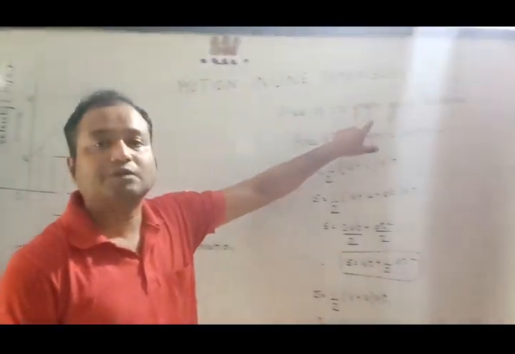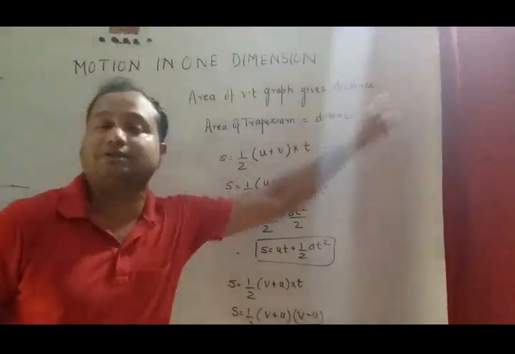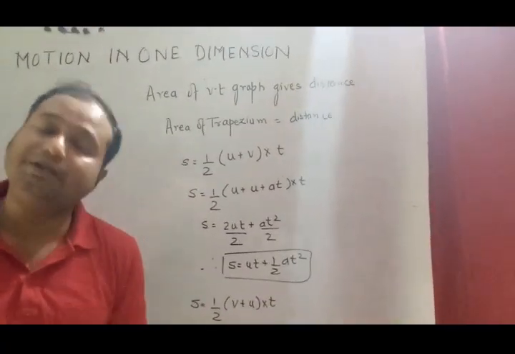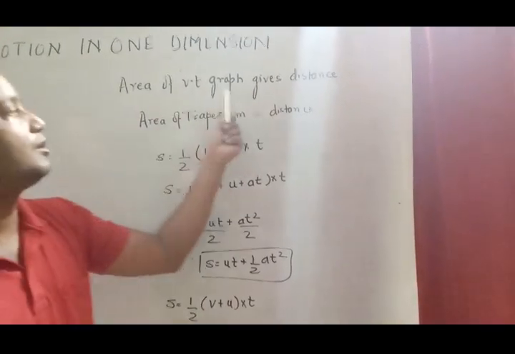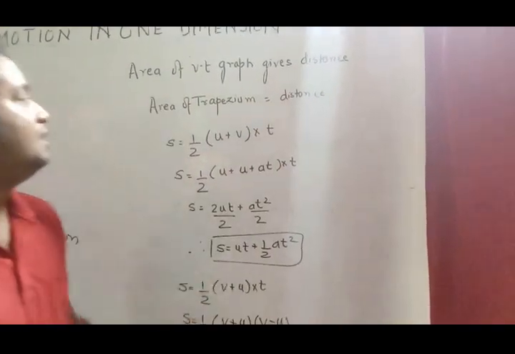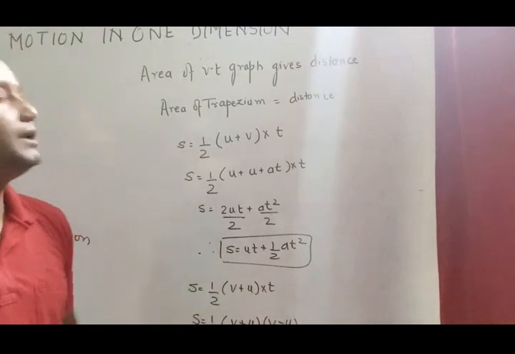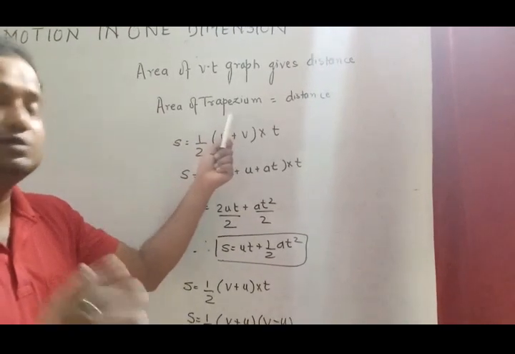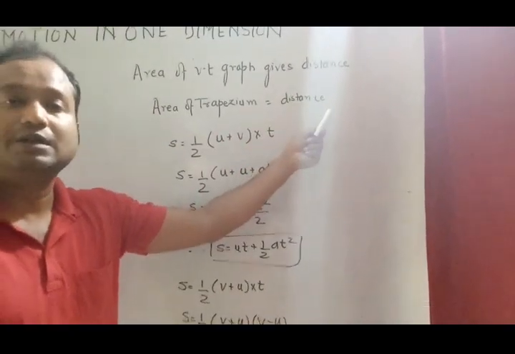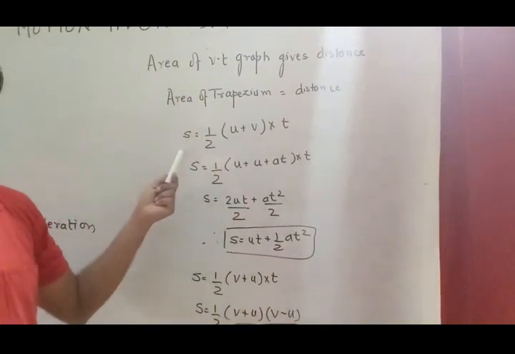The area of this velocity-time graph gives us distance, not displacement. Please remember, students, the area of the velocity-time graph gives us distance. This particular shape is a trapezium. So I wrote area of trapezium is distance. Distance is represented by S over here.